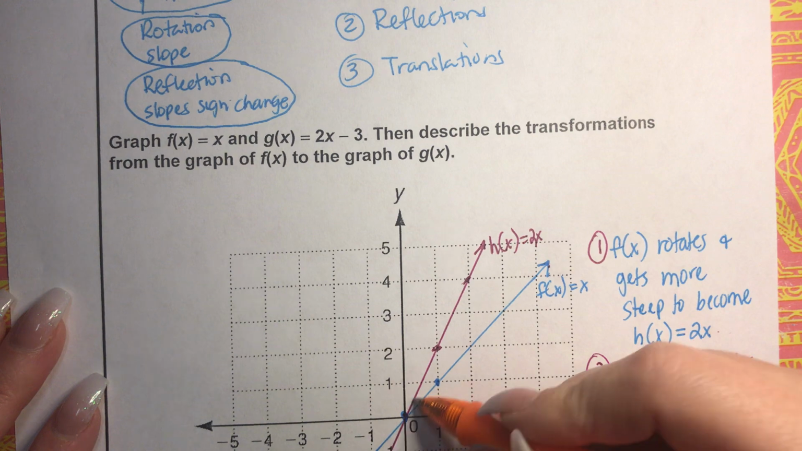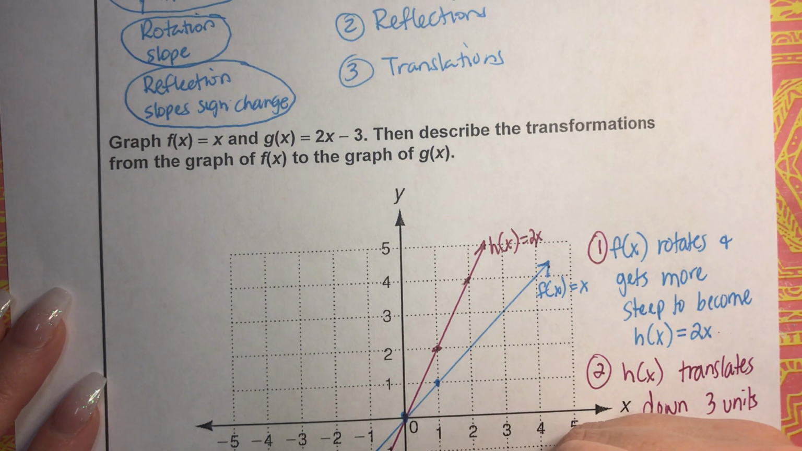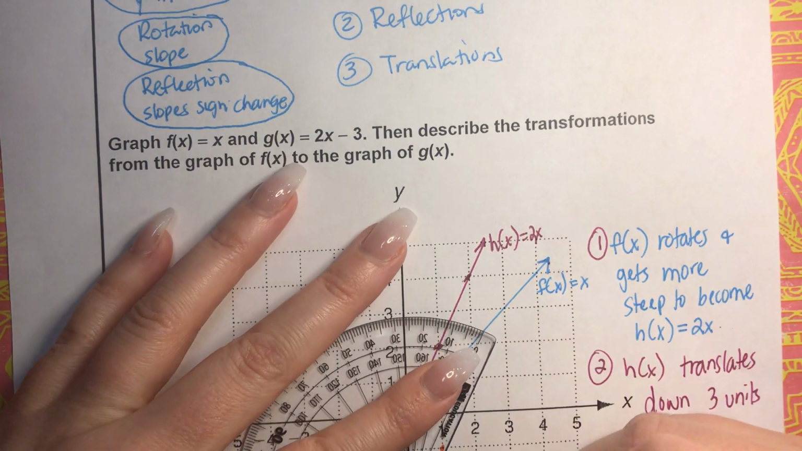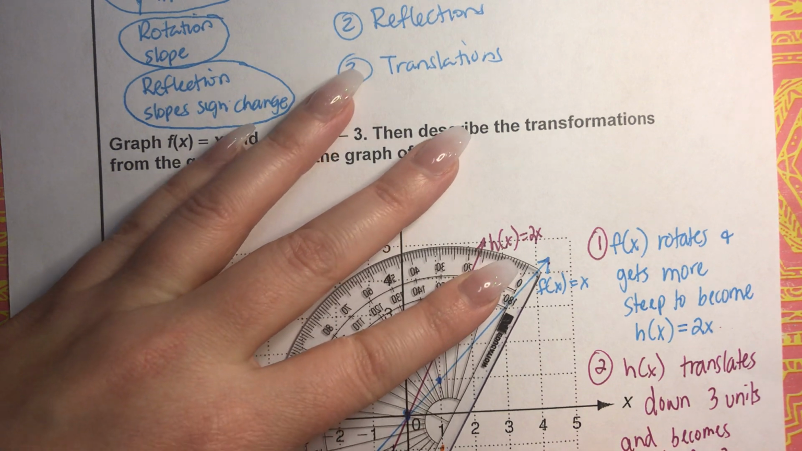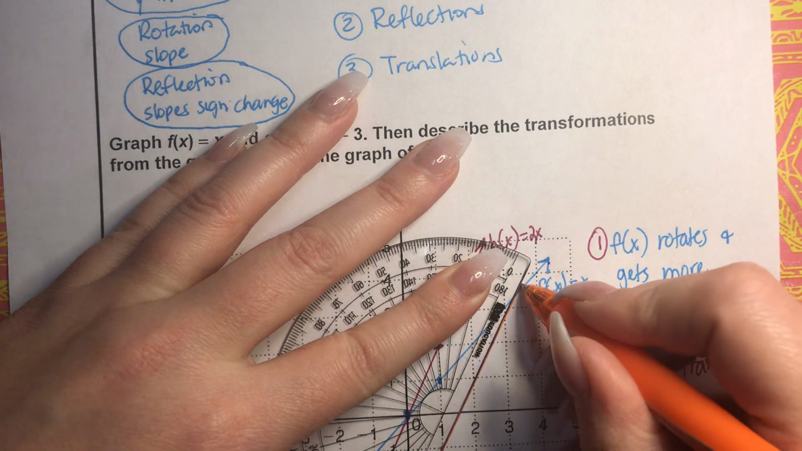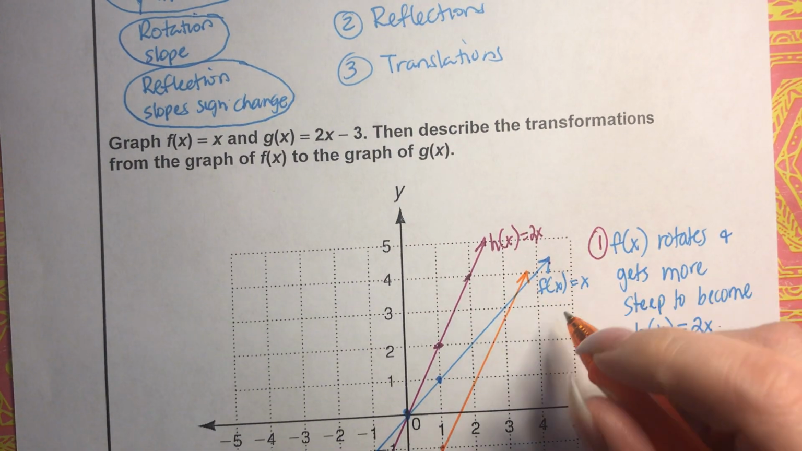And so, yeah, this just shifts down 3. So my y-intercept is now 3, and my slope is 2 over 1. And you can see that those lines are parallel.